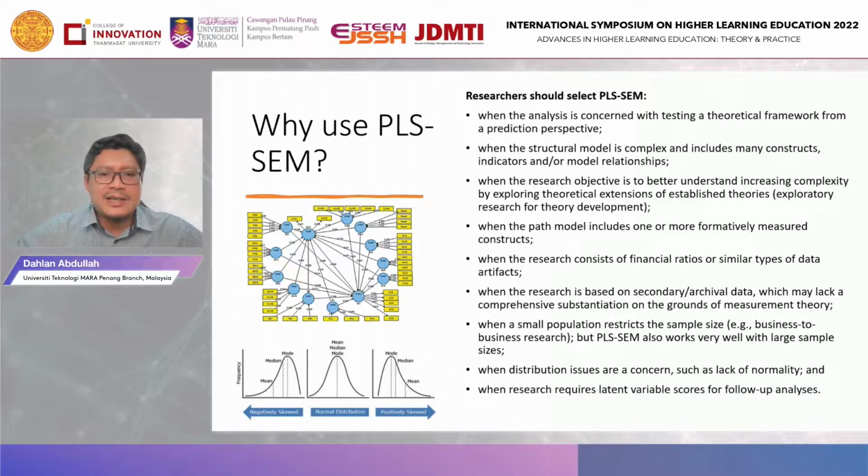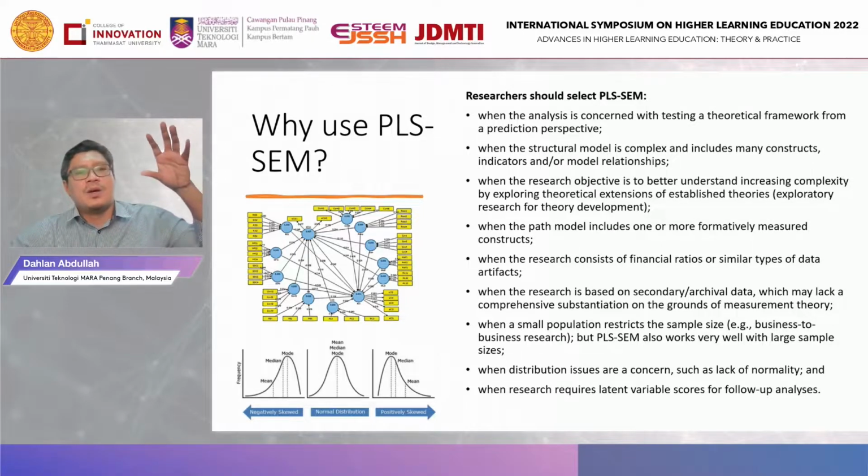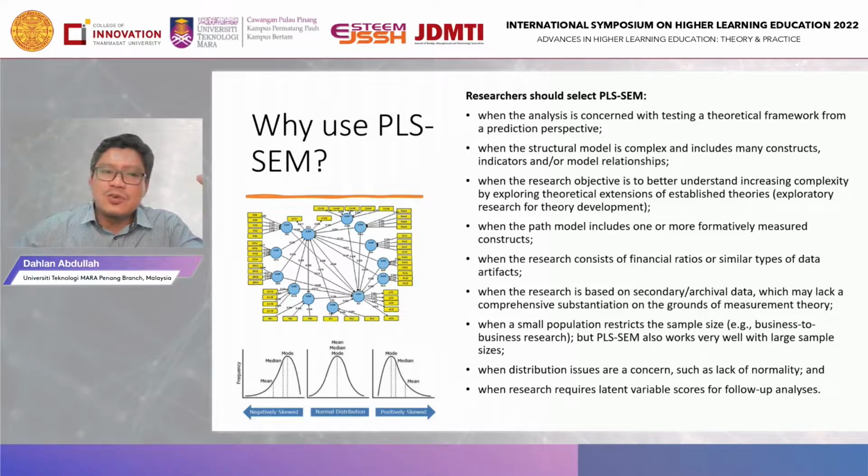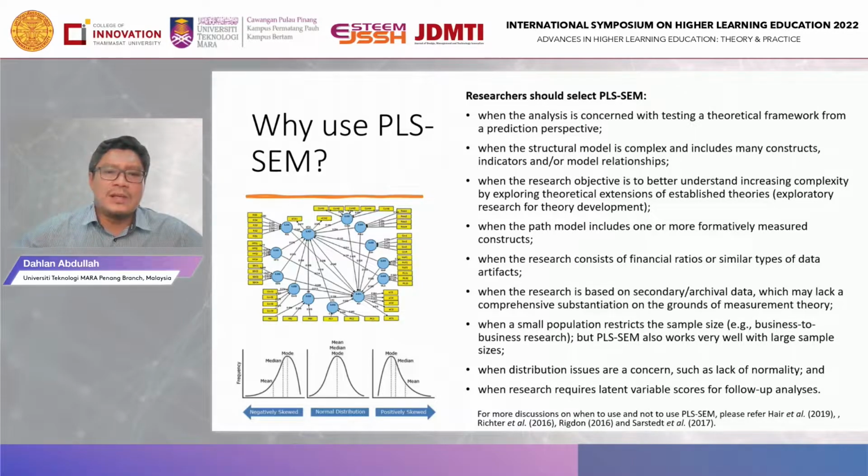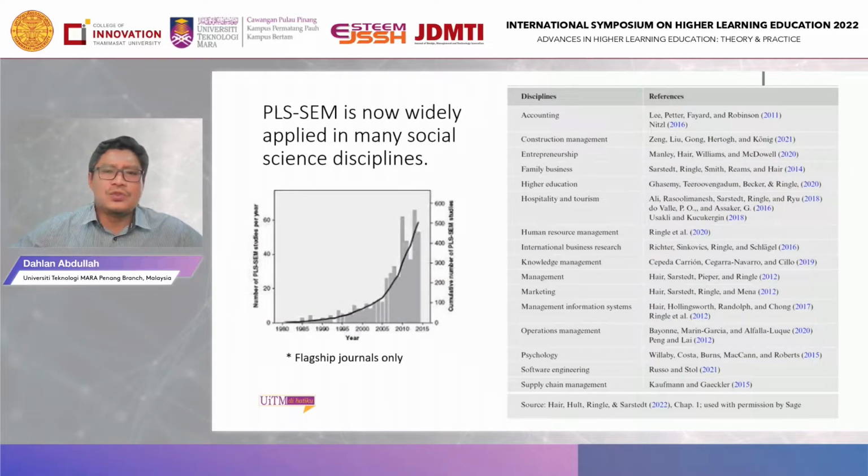And then research that requires latent variable. Latent variable is sometimes called as construct. That is a variable that is subjectively measured, that we cannot measure directly. We need to measure that variable by using a number of indicators or number of questions to measure it. So that is what we call as latent variable. And PLS-SEM is one of the suitable or appropriate tools to measure latent variable. And then for more discussion about when to use and when not to use PLS-SEM, you can refer to these papers.